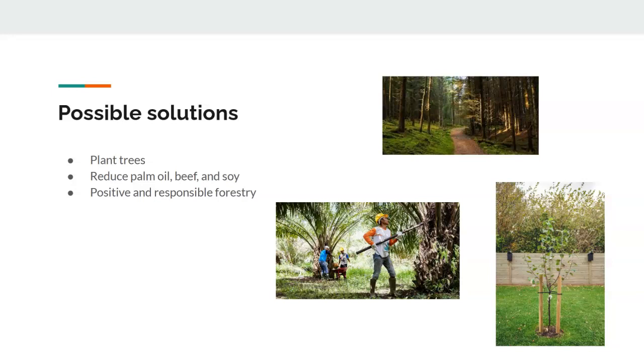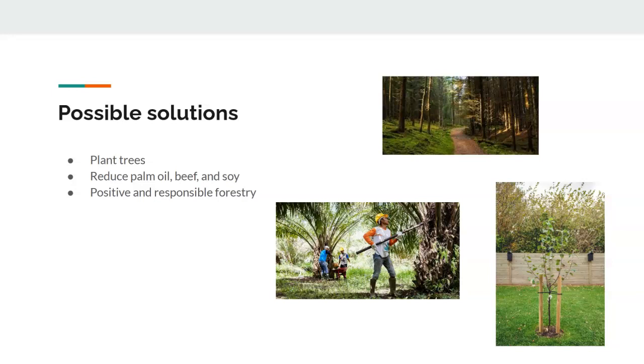Another way is positive and responsible forestry. By removing tree species on purpose, selective logging substitutes for clearing entire forests. In doing so, the forest ecosystem's organic regeneration is able to preserve its biodiversity and ecological processes.